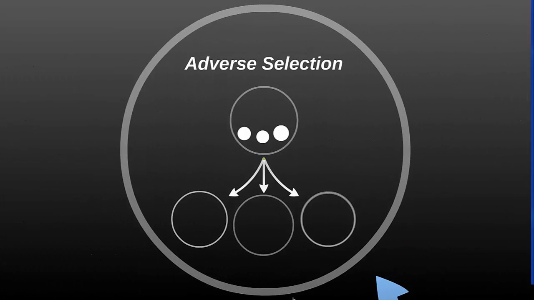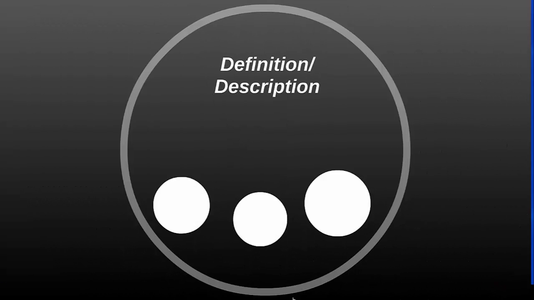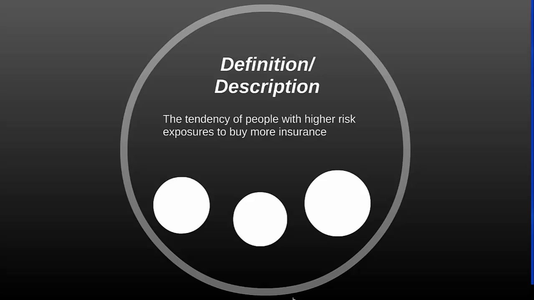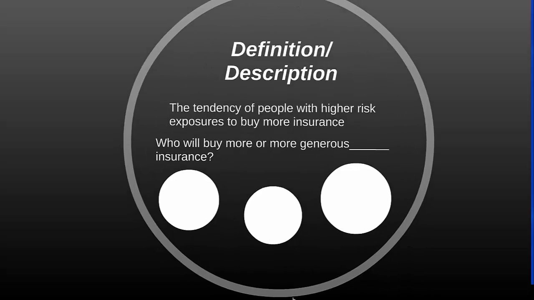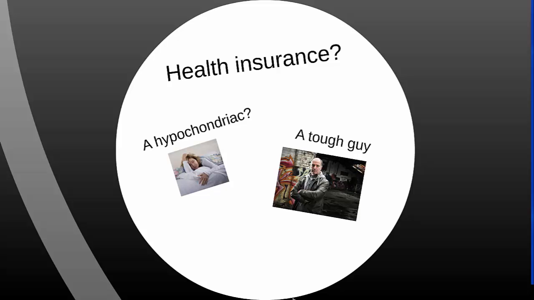Now let's talk about the important concept of adverse selection. Adverse selection can be defined as the tendency of people with higher risk exposures to buy more insurance. So who will buy more or more generous insurance? For example, who will buy more or more generous health insurance? A hypochondriac or a tough guy? Generally, you would assume that someone who knows they're going to need more insurance would buy more health insurance or a more generous health insurance policy.